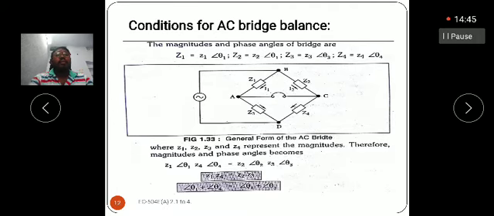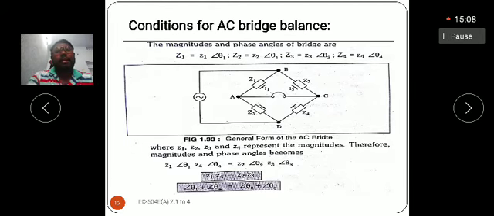Here, this first part is the explanation of what an AC bridge is and what a DC bridge is, what bridge circuits are, and how we classify AC bridges and DC bridges. The differences between AC bridges and DC bridges we have discussed.